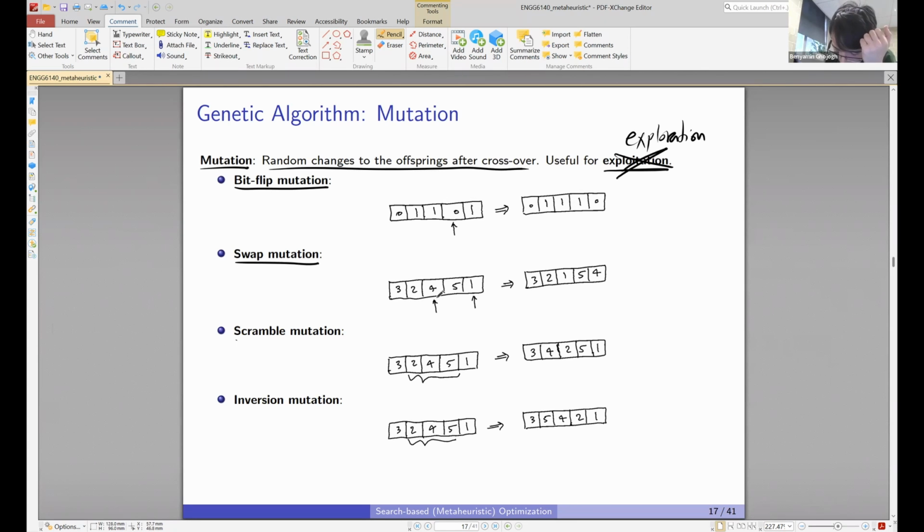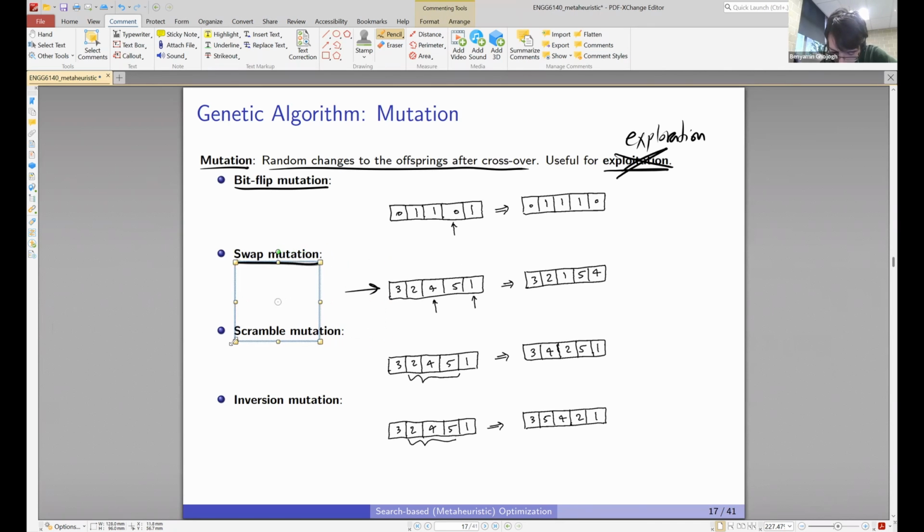Swap mutation, you randomly select two genes. This mutation is not only for binary. It can be for float genes too, float value genes too. So you randomly select two genes and then you swap them, for example.